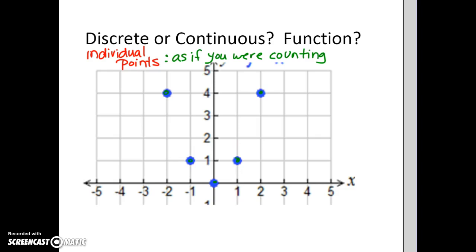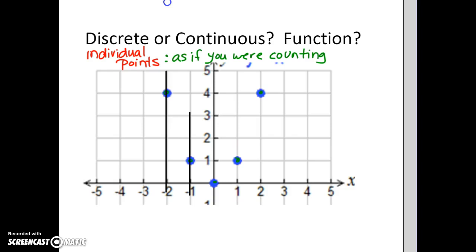It is not continuous. Discrete is not continuous. The next question up there says, is it a function? If we check using the vertical line test, the vertical line test says anywhere we put a vertical line, if it only passes once through the function, then it is a function. So we have a point here. If we put a vertical line, it only goes through that point one time. Let's try the next one. Only goes through a point one time.